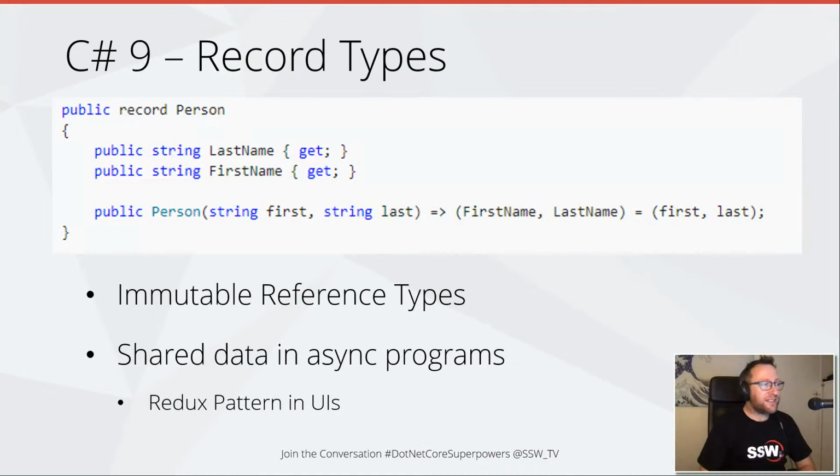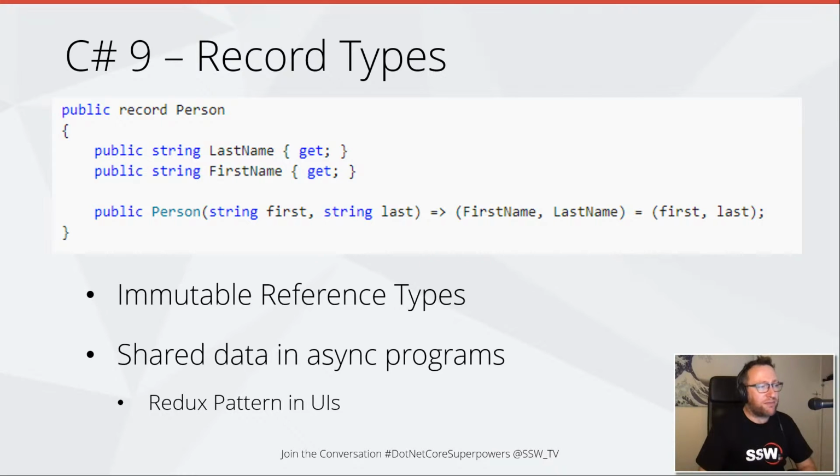Some new features for C#. So C# 9 has a brand new type. Where we've currently got classes, structs, and enums, this brand new type is called a record, and it's an immutable reference type. We've had immutable value types before, such as structs, but the problem with structs is when you pass them into a method, it does by value referencing, so it actually copies it.